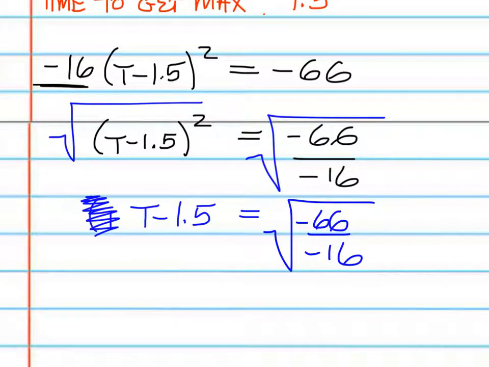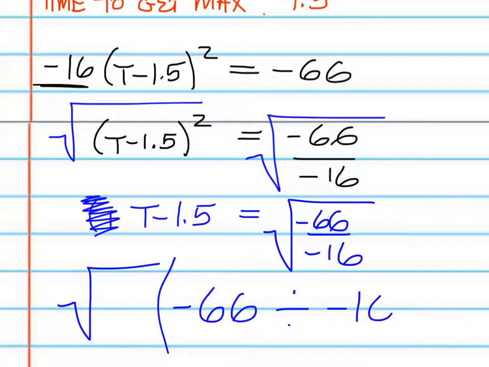Now figure out what that is in the calculator. Square root of negative 66 divided by negative 16. What is it to 2 decimal places? 2.03. 2.03, yep. You need your square root symbol. It should automatically put a parenthesis up for you. Negative 66, division, negative 16.